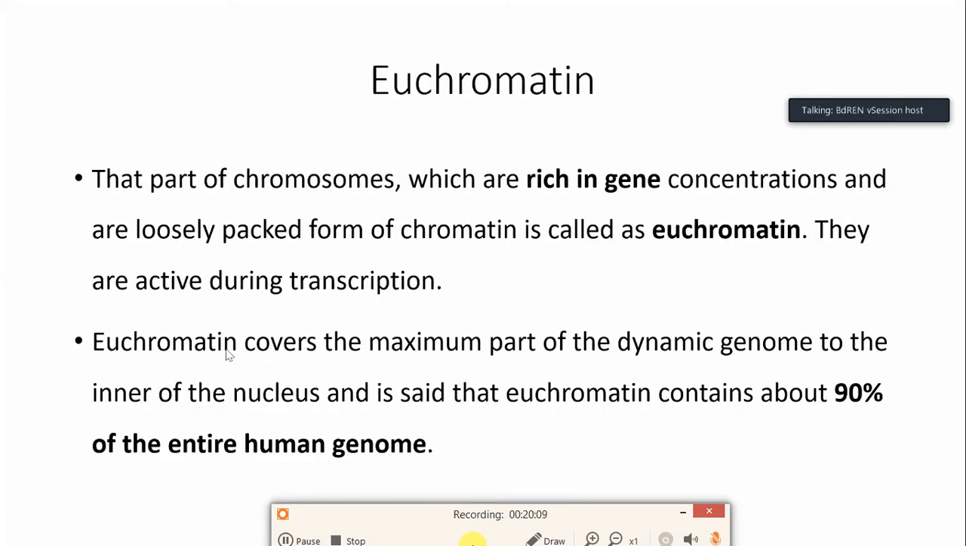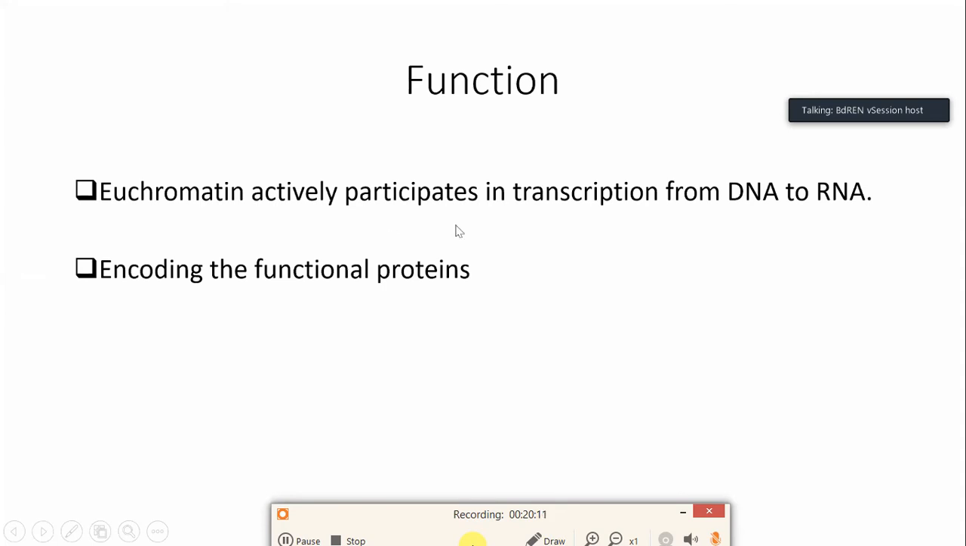Okay, now I'm going to the function. Euchromatin actively participates in the transcription from DNA to RNA, and it encodes the functional protein. You can tell that it also takes part in the crossing over. You can add some more functions.